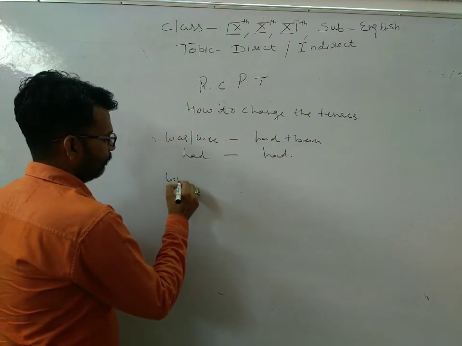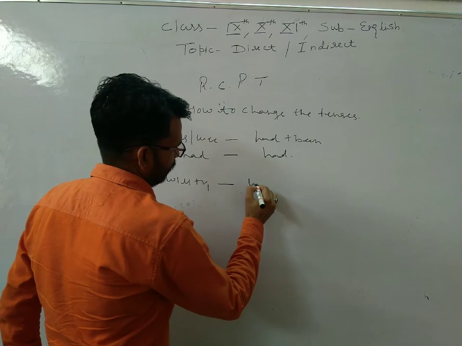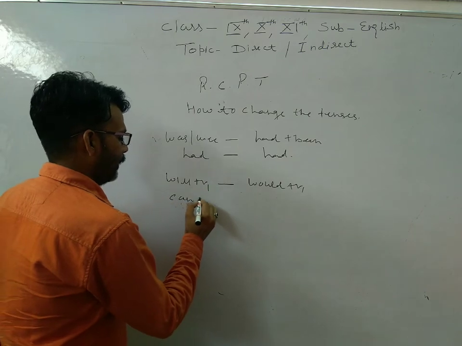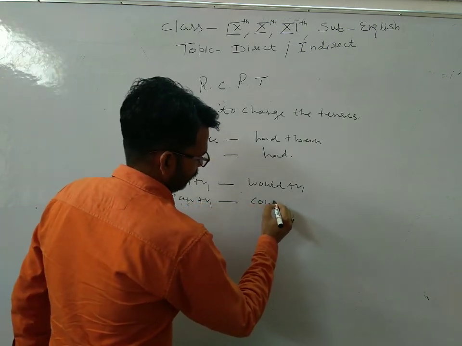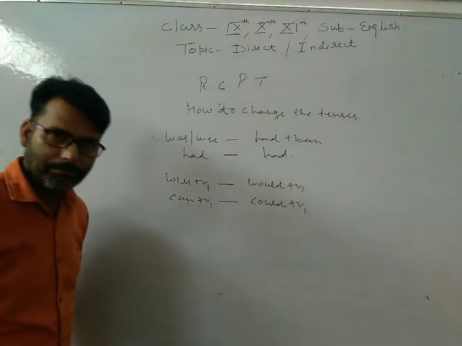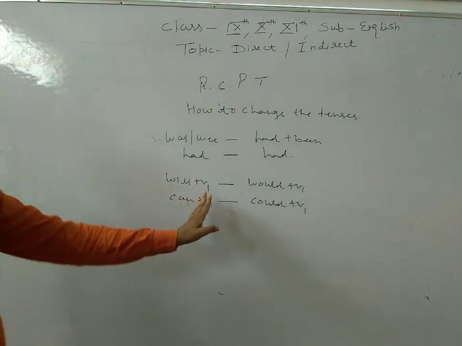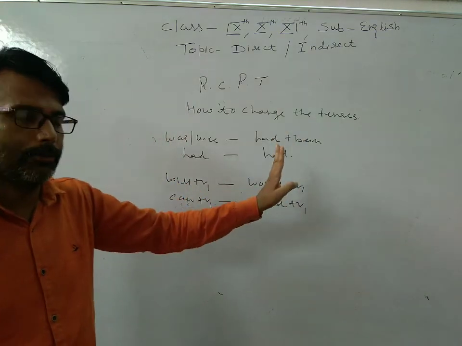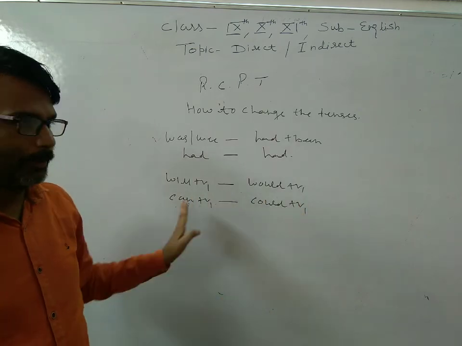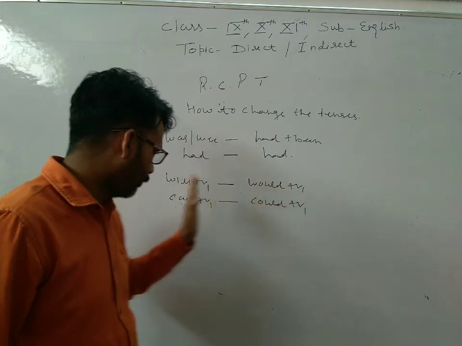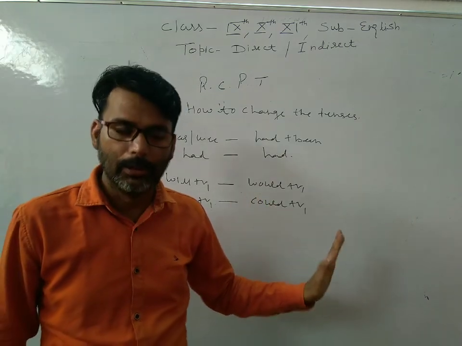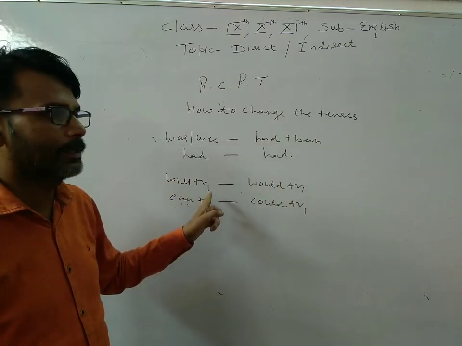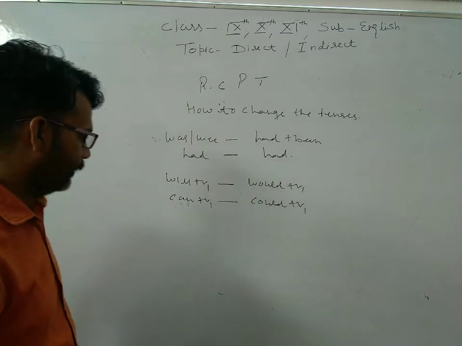And will plus first form of the verb will change into would plus first form of the verb. Can plus first form of the verb will change into could plus first form of the verb. We are not going to change the first form of the verb into the second form of the verb, as I already told you, because these are the modals. Will is also a modal, would is also a modal, can is also a modal, could is also a modal. So with the modal we use the first form of the verb only. That's why we don't change the first form of the verb into the second form of the verb.